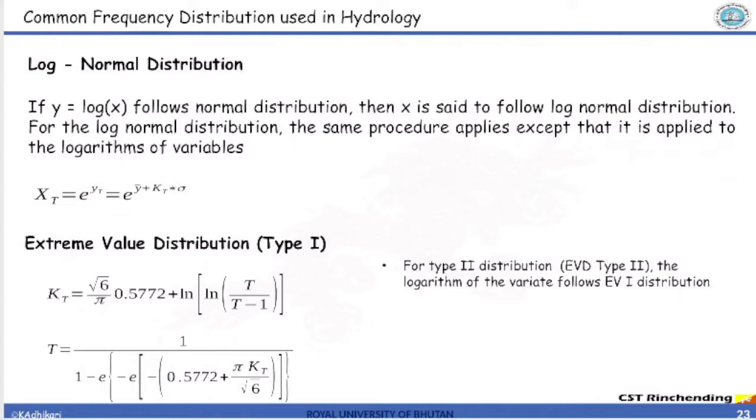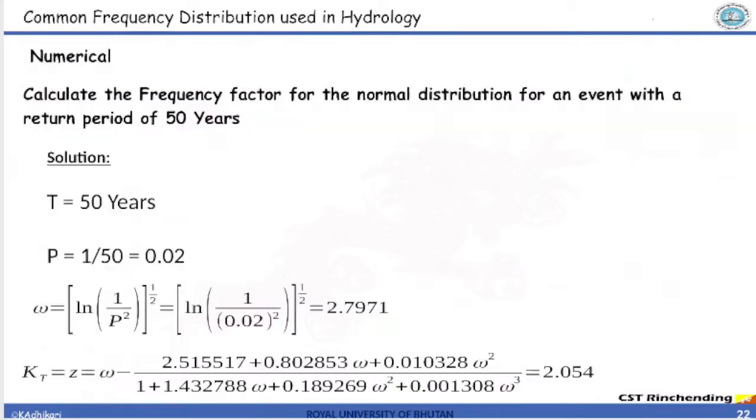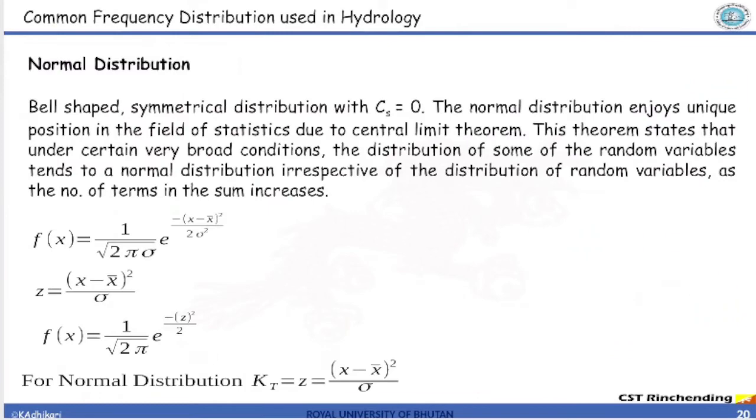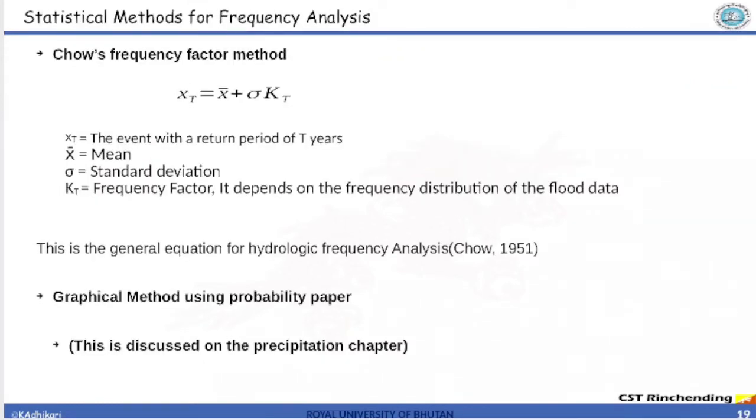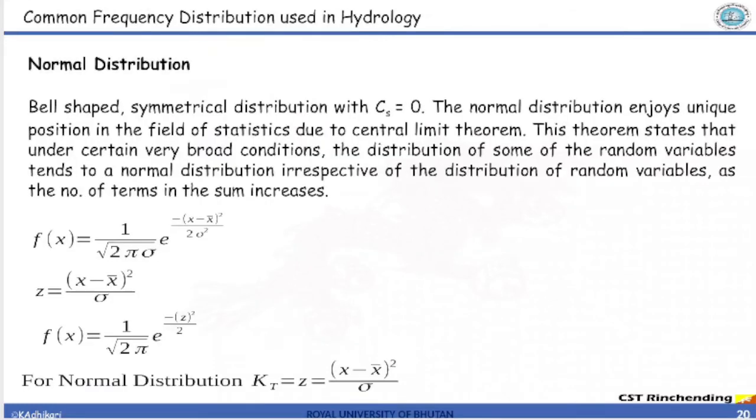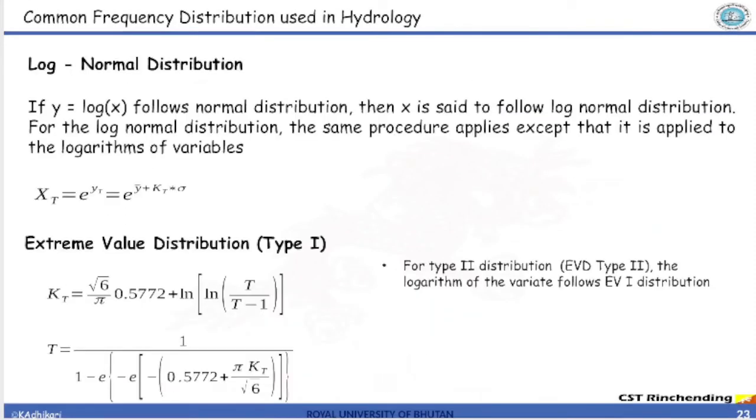Then our frequency equation, as you have already seen, is going to be in this form after doing the transformation: x equals e raised to y bar plus Kt times the standard deviation. That x is the variable which we are interested in finding, the peak discharge. So after you transform your data set, your equation gets modified in this fashion.